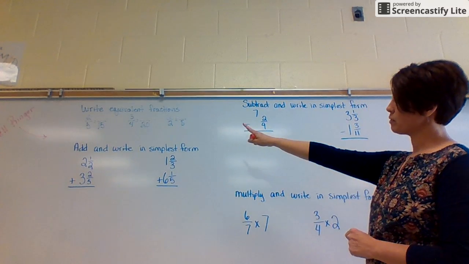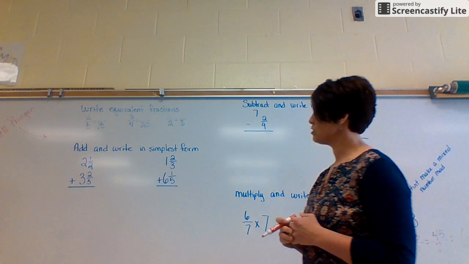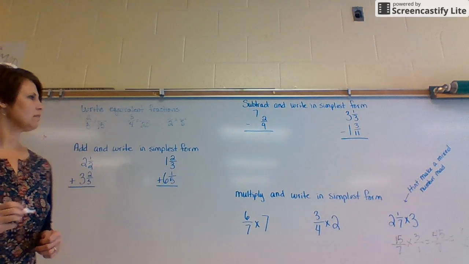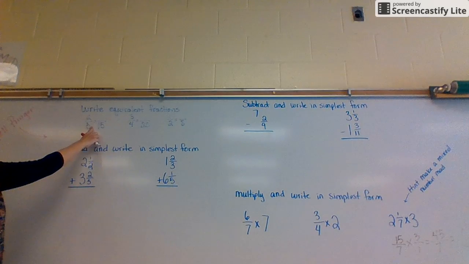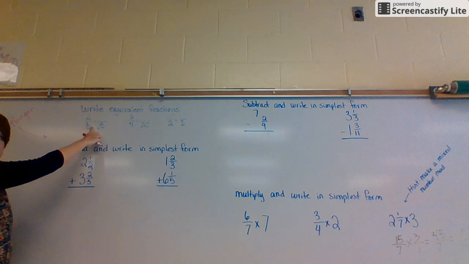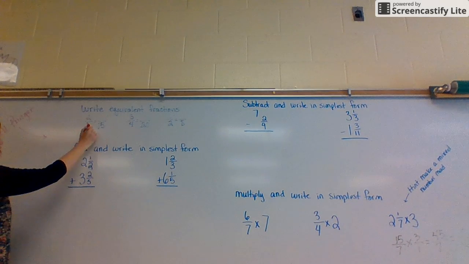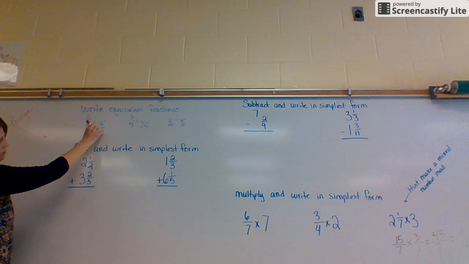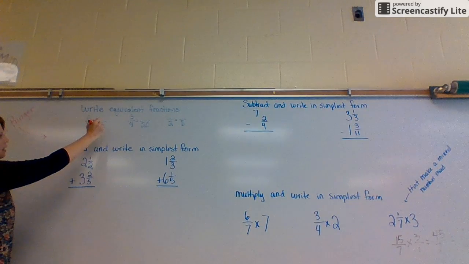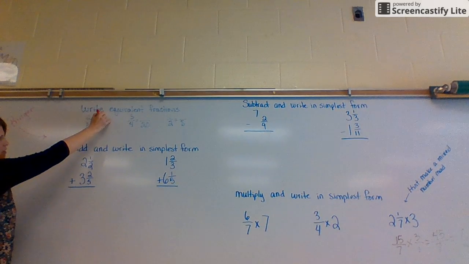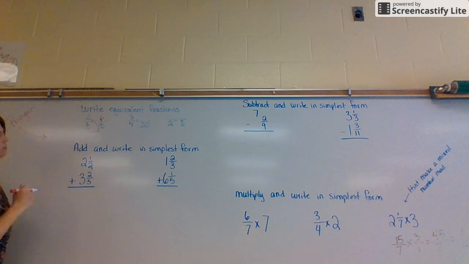All right, so let's start with our equivalent fractions. What does equivalent mean? Equal to. Good. So 2/5 is equivalent to 6/15. We divide our denominator: 5 goes into 15 3 times, and 3 times 2 is 6. So 2/5 is equivalent to 6/15.